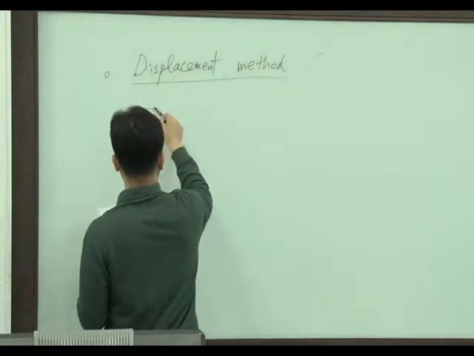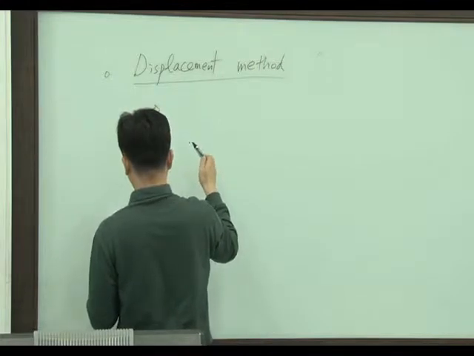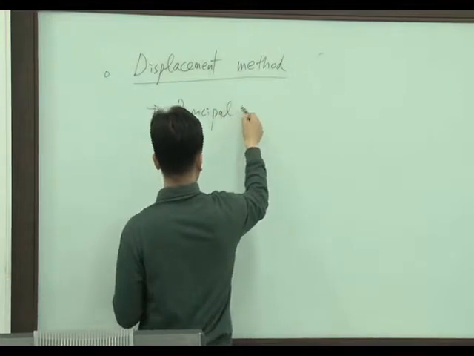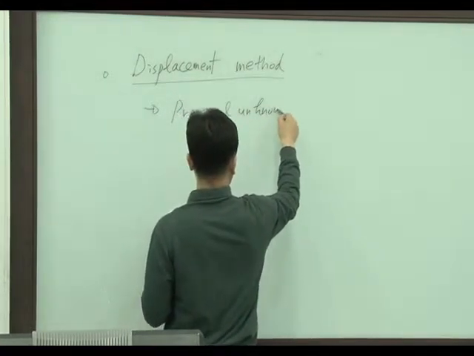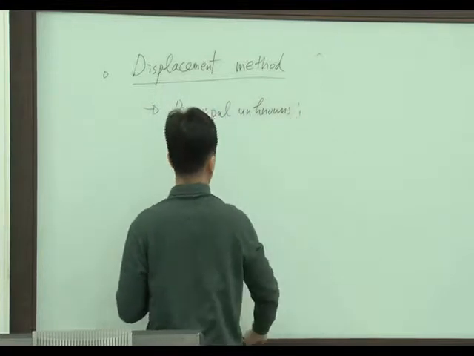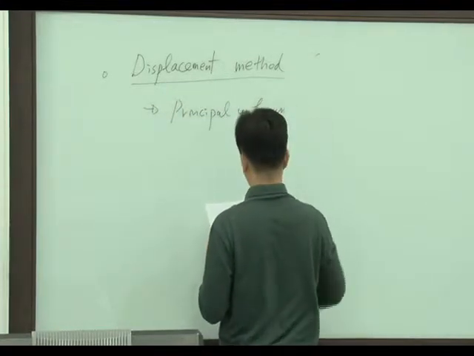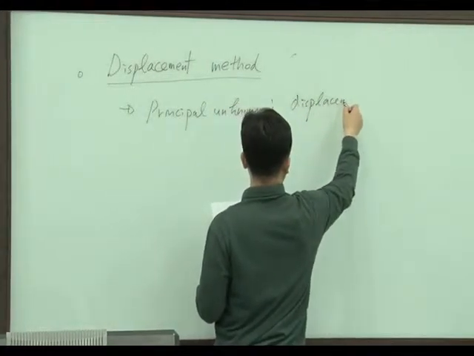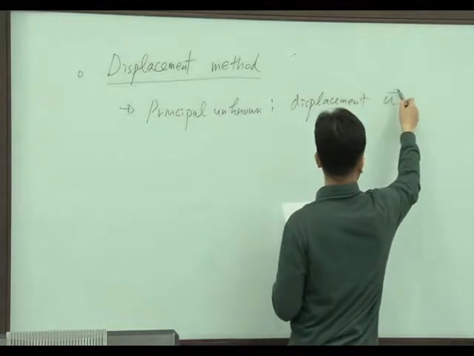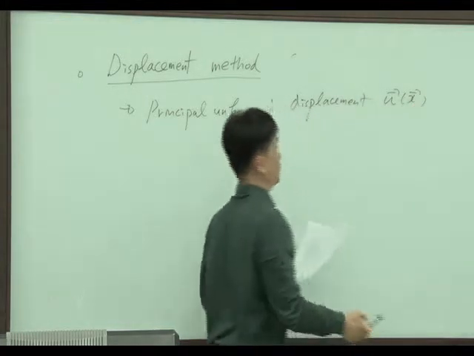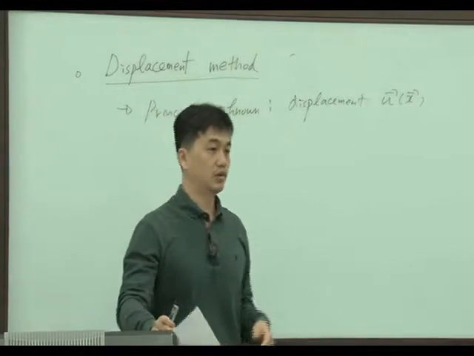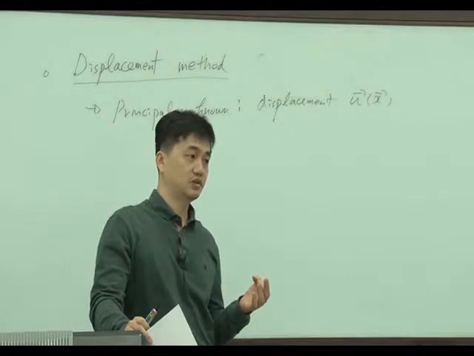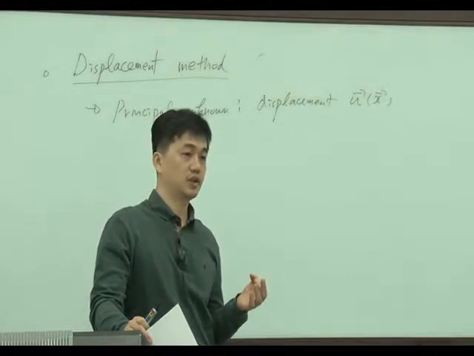So the displacement method has a known and principal unknown. The principal unknown is a displacement field, displacement U. So this is the principal unknown. There are stress, strain, and displacement, which we need to find.